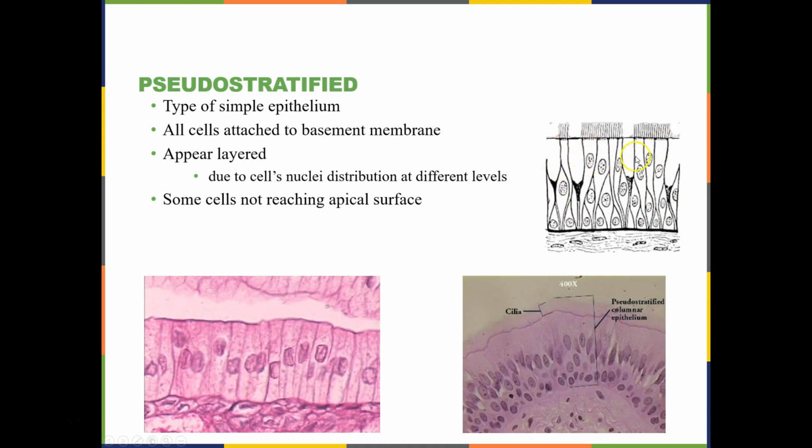That means that this is a simple epithelium, but it looks stratified. So pseudostratified means that it's falsely stratified. It's actually a simple epithelium. So here is a simple columnar epithelium. Each of these, the nuclei are all in roughly the same area. Here is a pseudostratified columnar epithelium. So it looks like we have multiple layers of the nuclei.